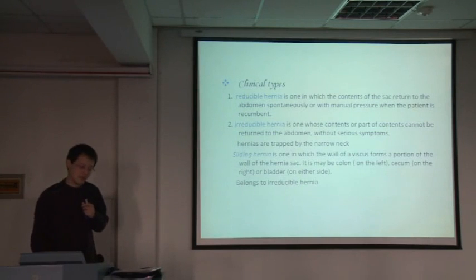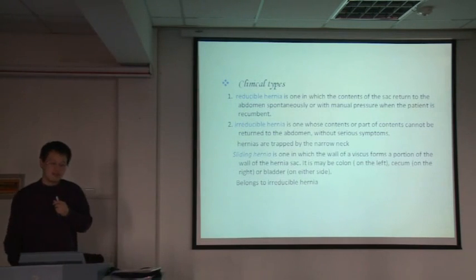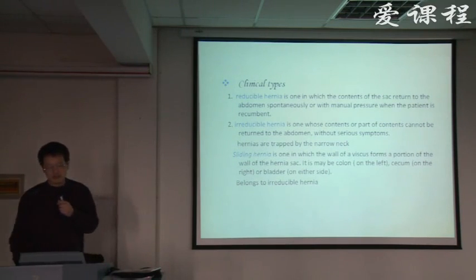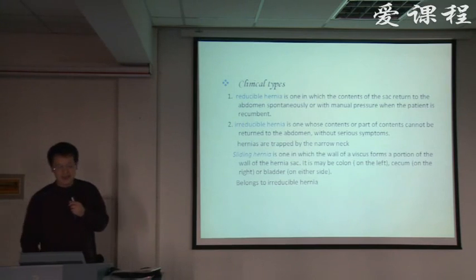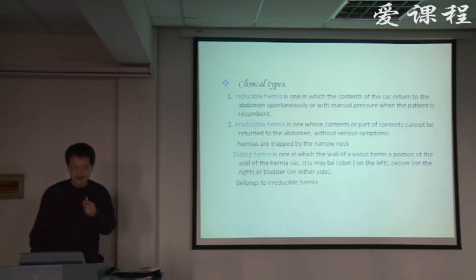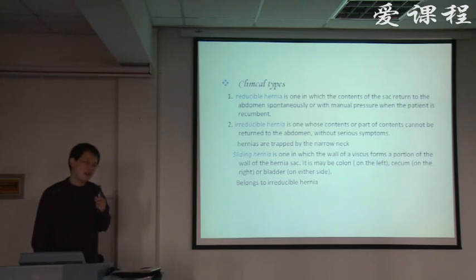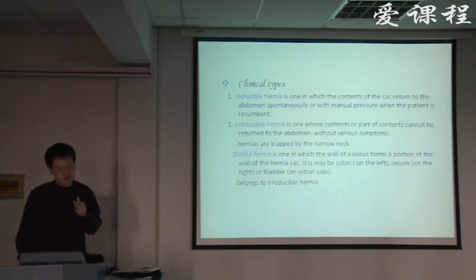Yeah, now I turn to clinical types. The first, of course the most common, is reducible hernia. It goes out and you come back freely, so this is reducible hernia. It means it can return to the abdomen spontaneously, or with manual pressure it also can go back into the abdomen. That means it's also a reducible hernia. That's why there is no intestinal obstruction.